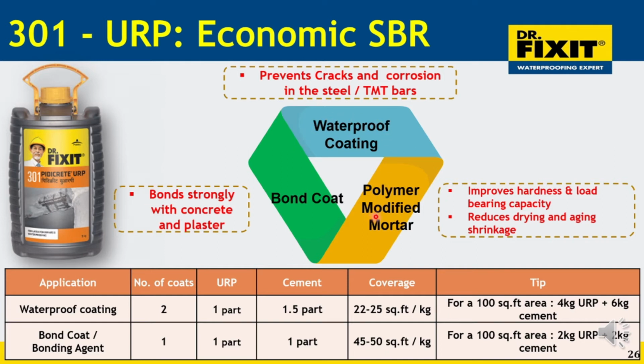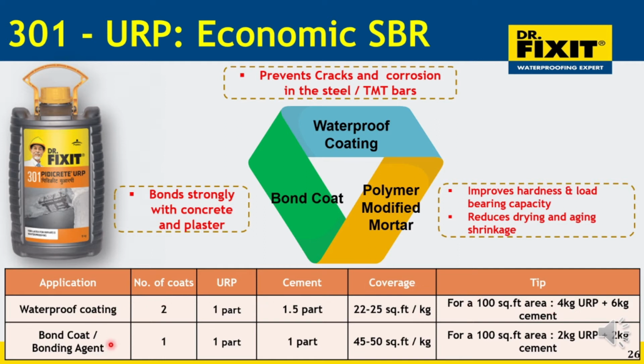Let us understand some details in application of waterproofing. For waterproofing coating with URP, the number of coats required is two. 1 part of URP and 1.5 parts of cement are to be mixed to make an emulsion, which will give a coverage of 20 to 25 square feet. That means almost 100 square feet of area equals 4 kg of URP plus 6 kg of cement. This is the tip which I am trying to explain.